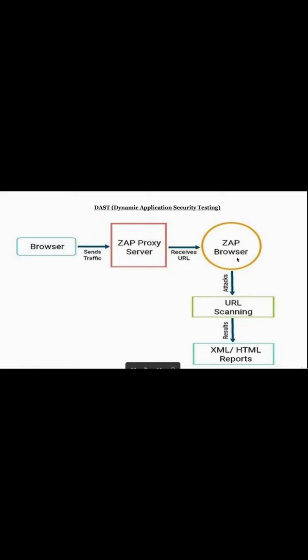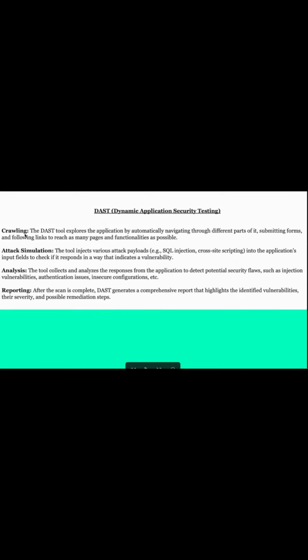Once it goes through all the pages, it scans for the result by providing the input and getting the output, and finally it produces an XML or HTML report, which you can access, with the vulnerabilities or the security issues. So in this, basically, there are 4 phases. The first one is where DAST explores the application by automatically navigating to the different parts and submitting the forms with different kinds of payloads or inputs. Then the attack simulation is there.